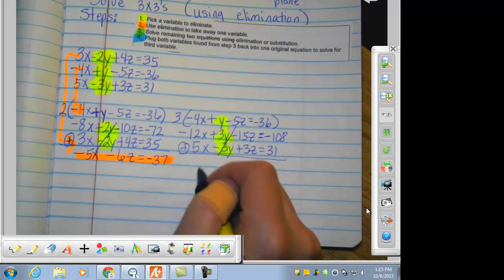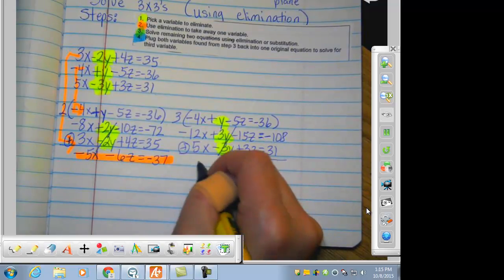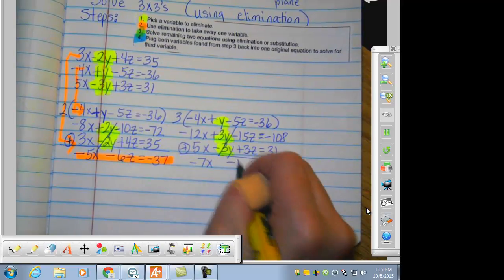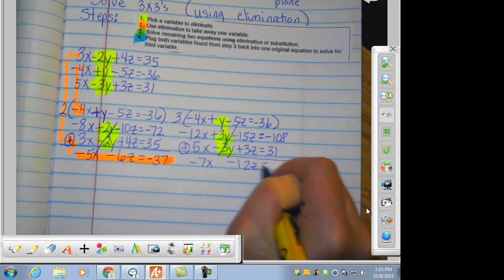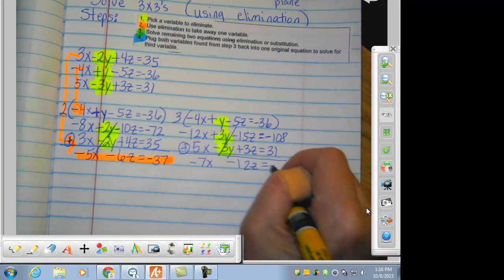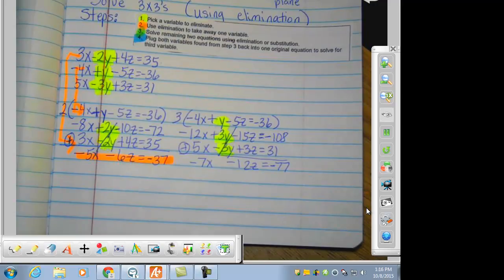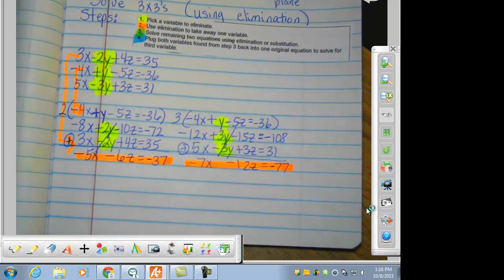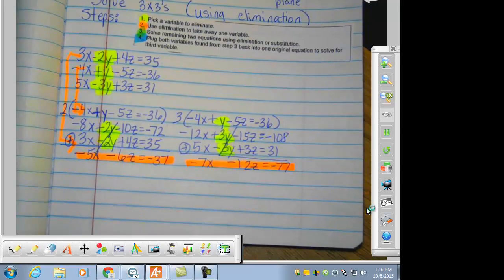So negative 12 plus 5 is negative 7x. And then negative 15 plus 3 is negative 12z. And negative 108 plus 31, negative 77. So now I have two equations that are now two variable equations instead of three variable equations. So this is what we had at this point from yesterday. So now I'm going to use what I learned yesterday to solve these two equations.